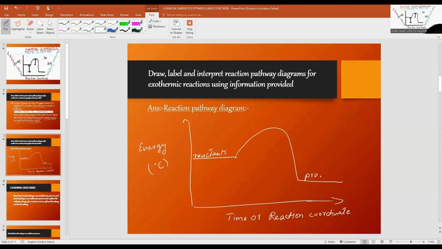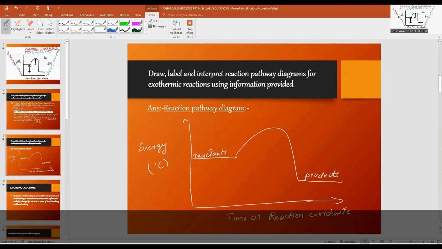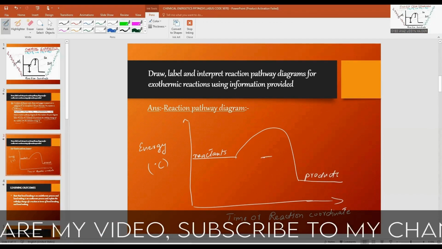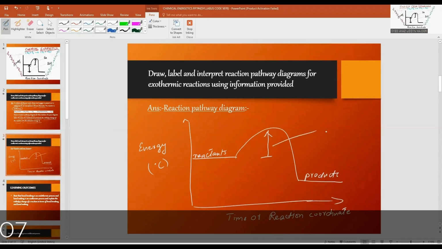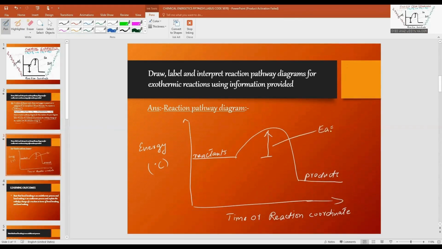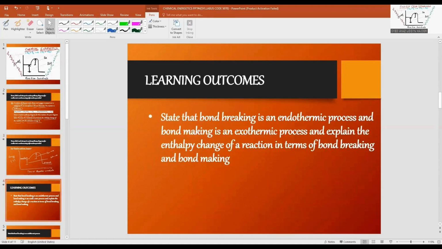And products. Now show enthalpy change and activation energy for this reaction. Activation energy for this reaction will be this one. Sign of EA will be positive, as I told you that for exothermic and endothermic reaction, it's always positive. This reaction is exothermic, so the delta H will be negative. The heat is released to the surrounding.